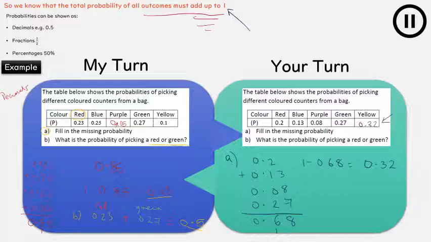Part B, what's the probability of red or green? Probability of red is 0.2. Probability of green is 0.27. So all we need to do is add those together, and I get 0.47. So those are your two answers there.